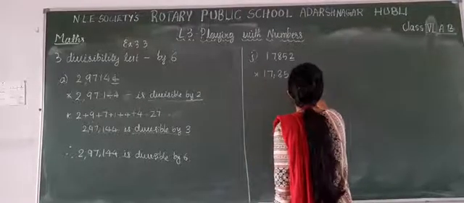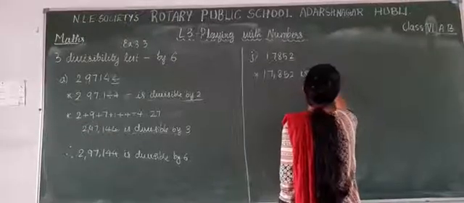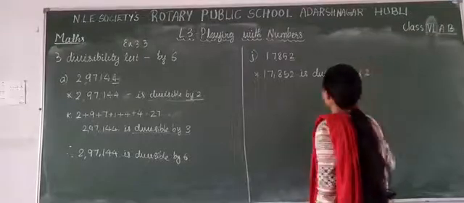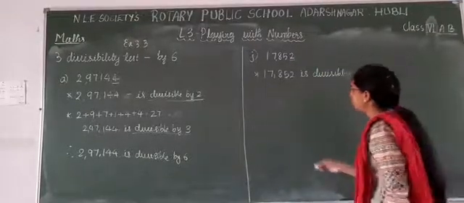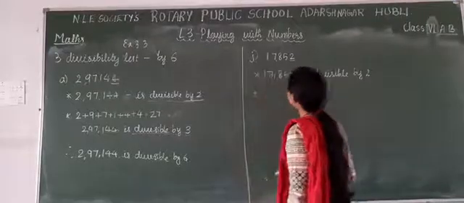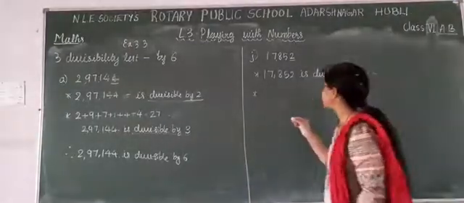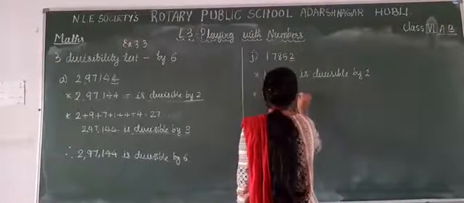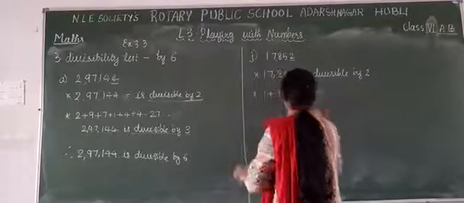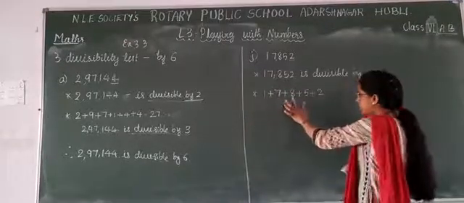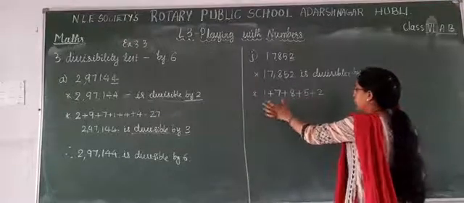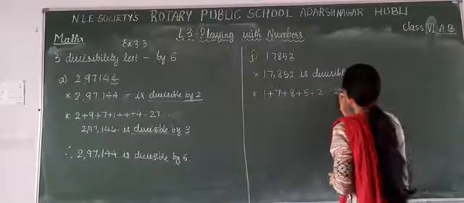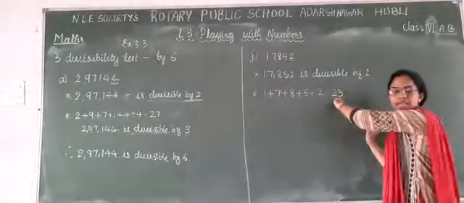17,852 is divisible by 2. The one's place number has 1. So whether it is divisible by 3 or not, let's get the digits: 1 plus 7 plus 8 plus 5 plus 2. 1 plus 7 is 8, 8 plus 8 is 16, 16 plus 5 is 21, 21 plus 2 is 23. 23 is not divisible by 3.